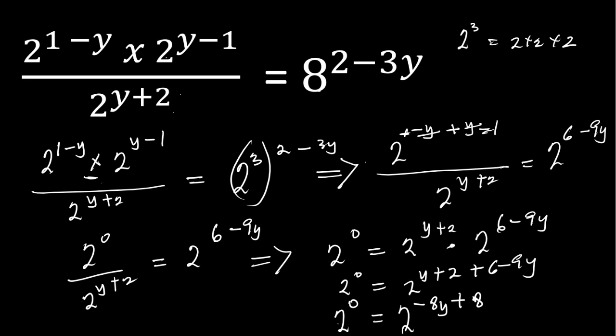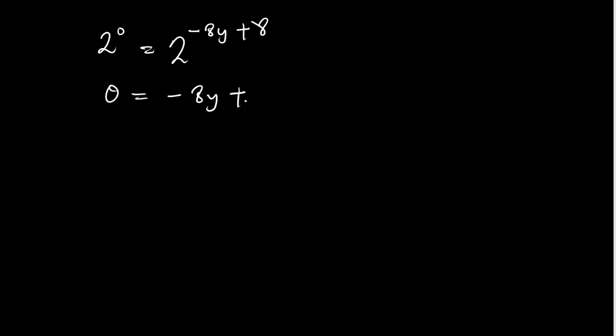Obviously, our bases are the same. Then let's open a new slide. We had 2 raised to power 0 equals 2 raised to power minus 8y plus 8. Now that implies that my 0 is automatically equal to minus 8y plus 8. So that my 8y will be the same thing as 8. y is equal to 8 over 8, which is equal to 1. My y is equal to 1.